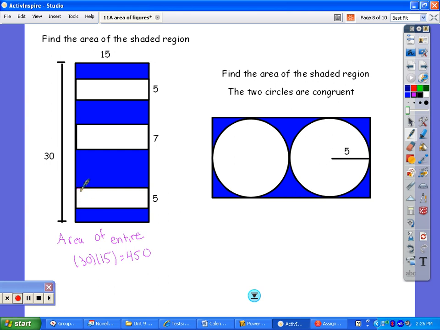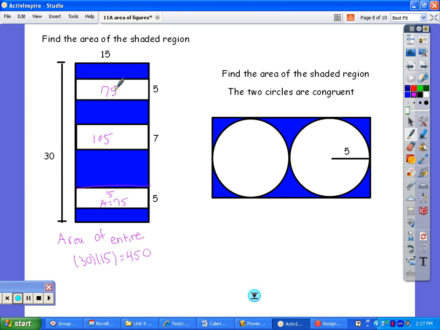So the length, this is 15 for all of them. This height is 5, so we have 15 times 5. So this area is 75. For this one, 15 again is the length. The height of this one is 7, so we have 105. 5 is our height, 15 again is our base. So for this one, we have 75 again.